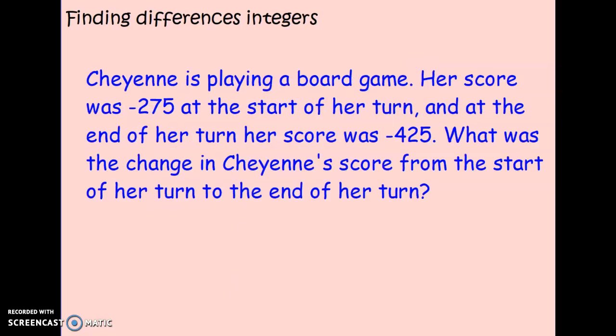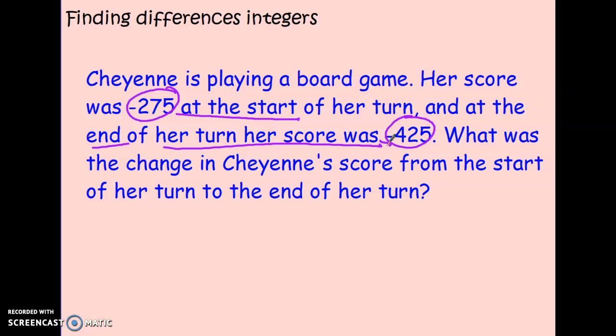Cheyenne is playing a board game. Her score was -275 at the start of her turn, and at the end of her turn, her score was -425. Both of those numbers are very important. This is what she started at, and this is where she ended. Okay? What was the change in Cheyenne's score from the start of her turn to the end?